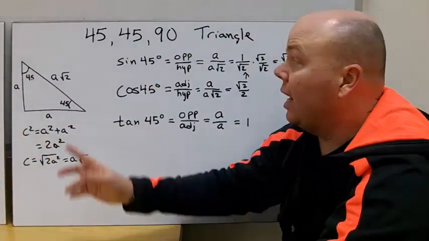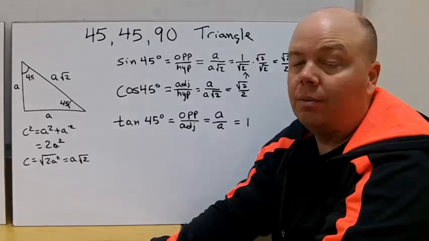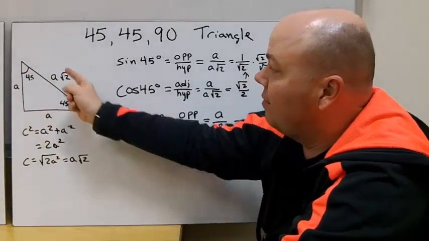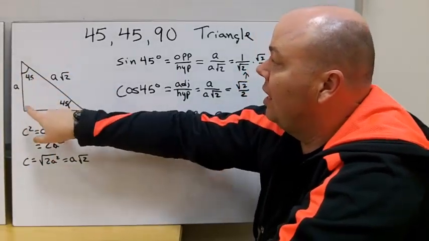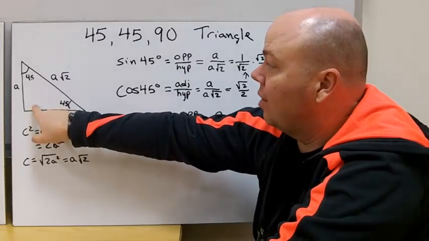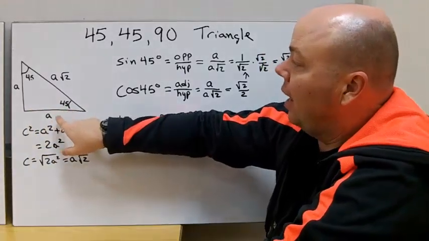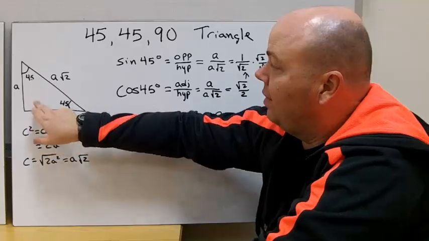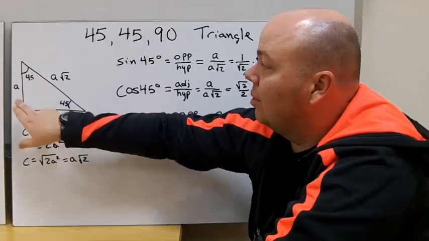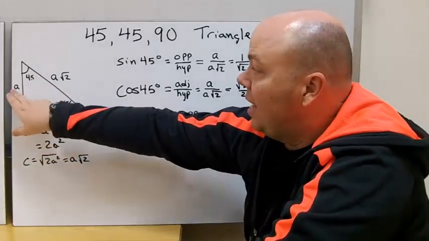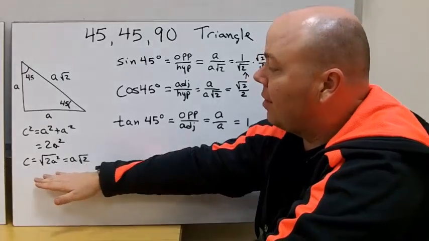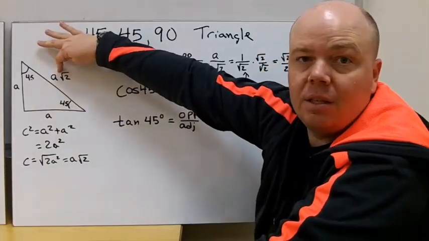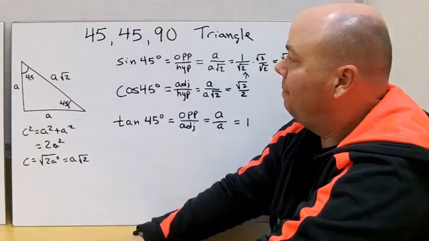The first one I want to look at is a 45, 45, 90 triangle. Over here I've drawn a 45, 45, 90 triangle. It's a right triangle. If the angles are equal, then these two legs are going to be equal. So this will be A and this is A. And then using the Pythagorean theorem, I can find the hypotenuse.